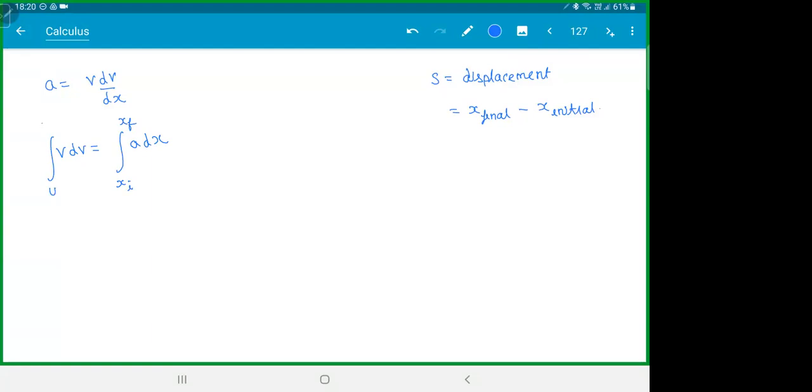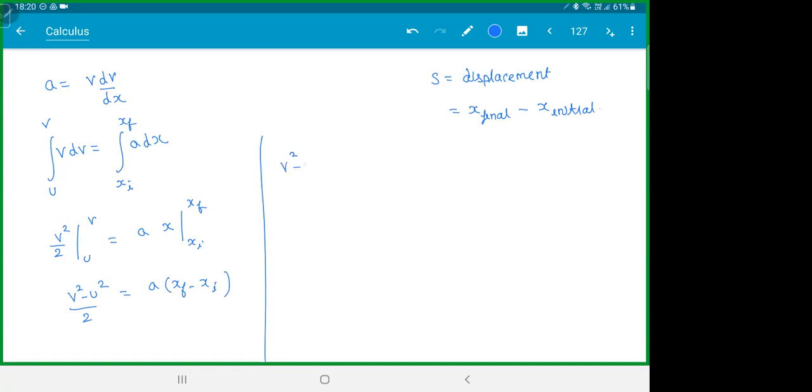So this is u to v. This will be v square by 2. Limits will go from u to v. a will come out. This will become x initial to x final. This will go to v square minus u square by 2 is equal to a into x final minus x initial.